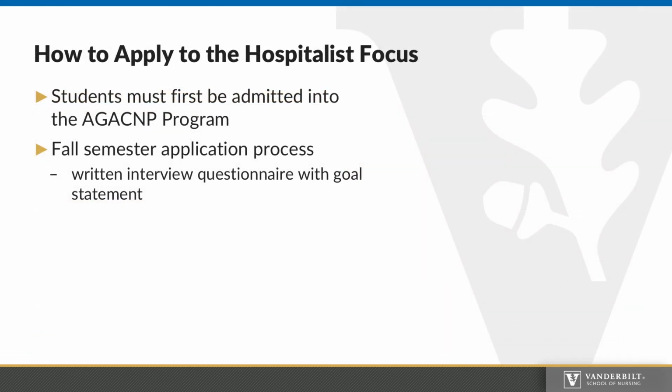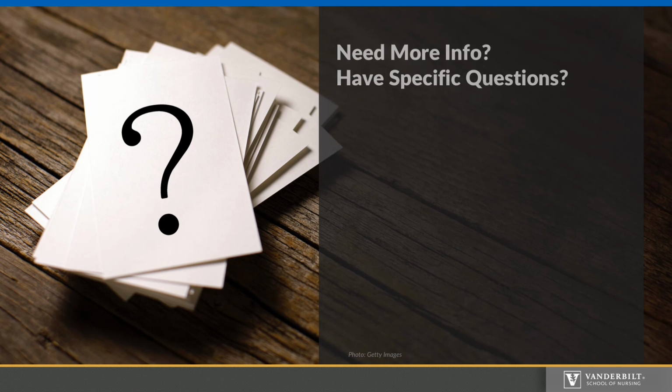So how does a student apply to the hospitalist focus? All hospitalist students must first be accepted into the AGACNP program. During the fall semester of the program, students will be offered an opportunity to hear more about the hospitalist subspecialty program. Students that are interested in hospital medicine may then apply to the focus group by completing a written interview questionnaire with a goal statement. The purpose of this is to ensure that the hospitalist focus area is appropriate for your future career goals. The focus group is not capped at a certain number of students due to the wide range of available clinical placements. This concludes our presentation on the hospitalist subspecialty.